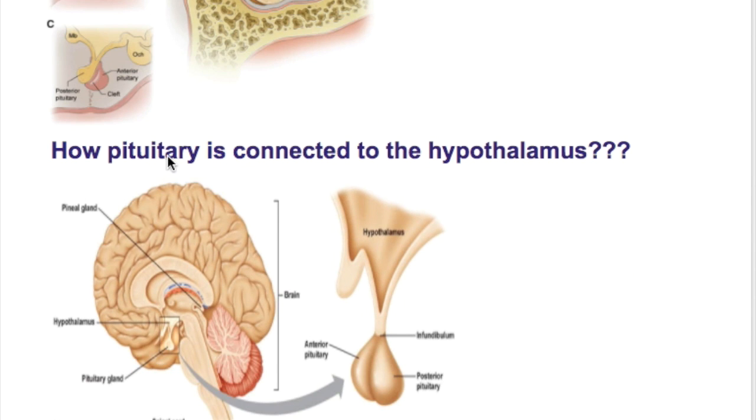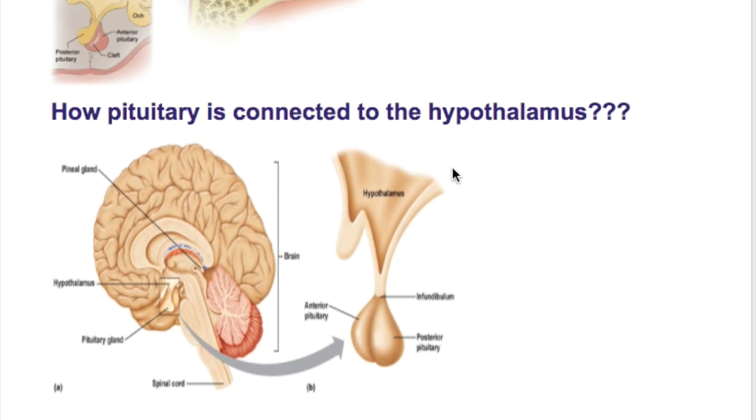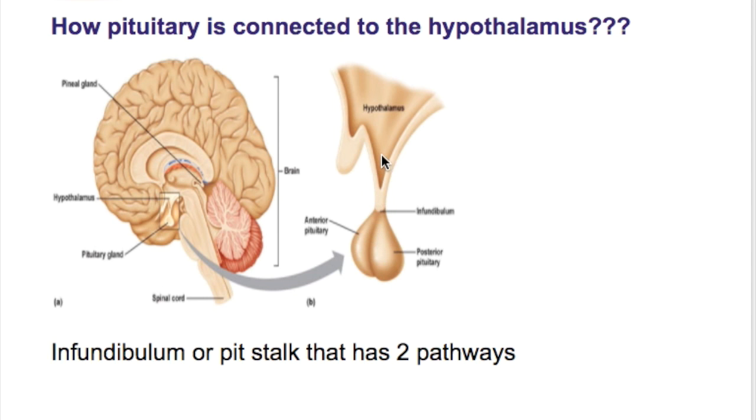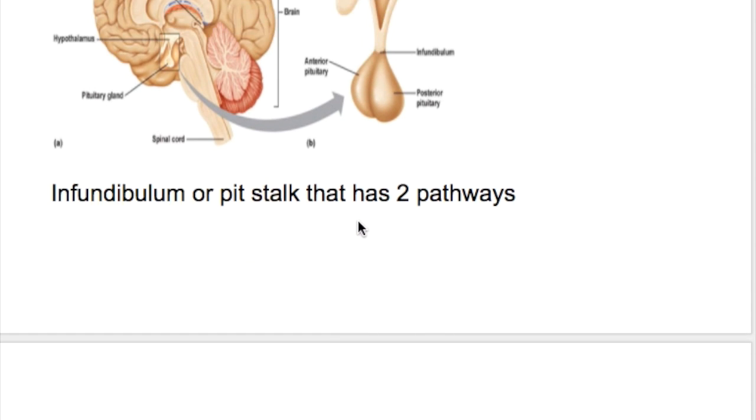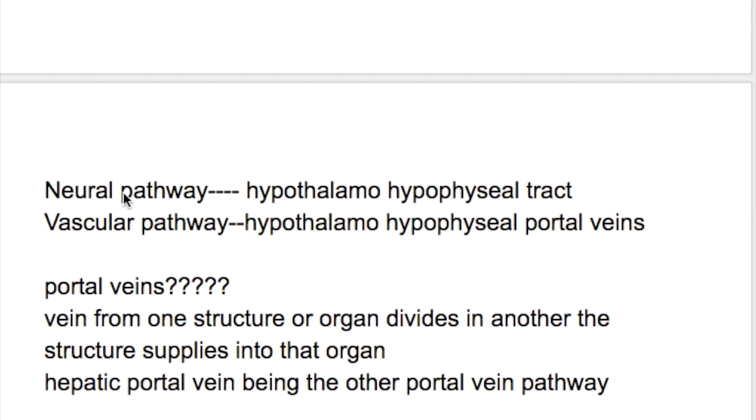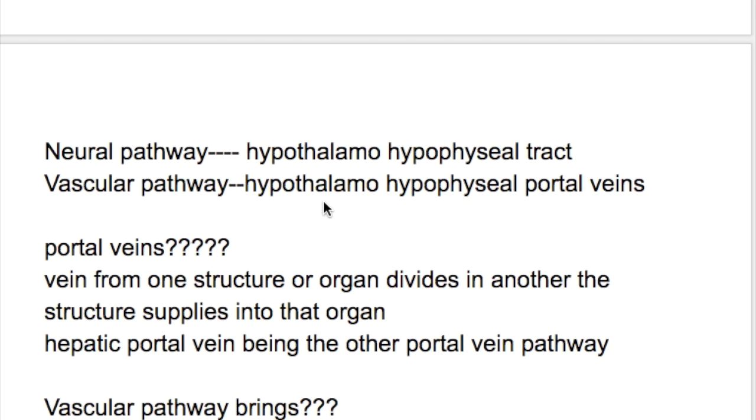How is the pituitary connected to the hypothalamus? It's connected to the hypothalamus via a pituitary stalk or infundibulum, and it has two pathways: a neural pathway, also known as the hypothalamo-hypophyseal tract, and a vascular pathway or hypothalamo-hypophyseal portal system of veins.